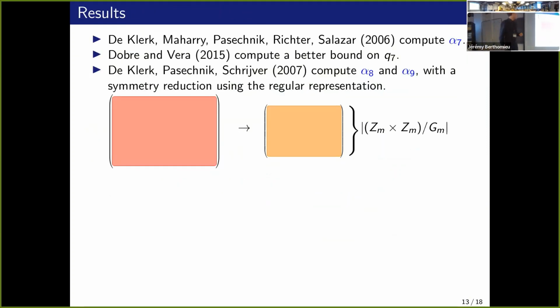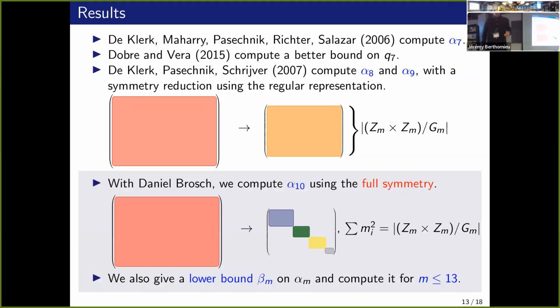So now up to the results. What has been done? Clerc et al. computed alpha 7 and introduced this whole bound. Dobre and Vera computed a better lower bound on Q7 by using approximations of the copositive cone. Then Clerc, Pasechnik, and Schrijver exploited some symmetry to compute alpha 8 and alpha 9, but they didn't exploit the full symmetry. And then with Daniel Brosch, we computed alpha 10 using the full symmetry.